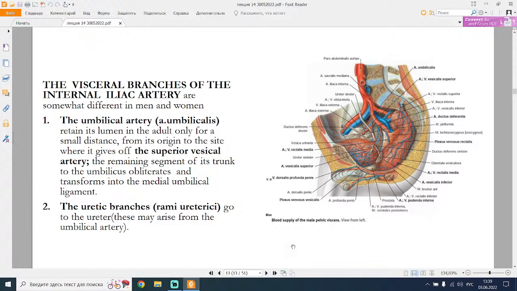Next, ureteric branches, rami ureterici, go to the ureter. This may arise from the arteria umbilicalis.